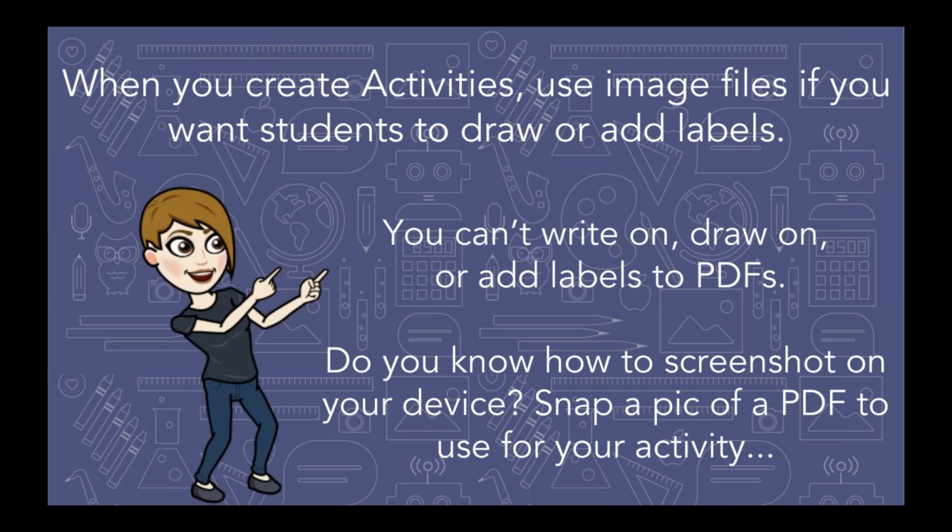If you are creating activities and you want students to be able to draw or write on top of something in the activity, make sure you're adding it as an image file. So a file that's like a JPEG file or a PNG file, because if you're uploading PDFs, a student cannot write on that or draw on that or add a label to it. And Heather's going to have some good workarounds for that she's going to share with you.